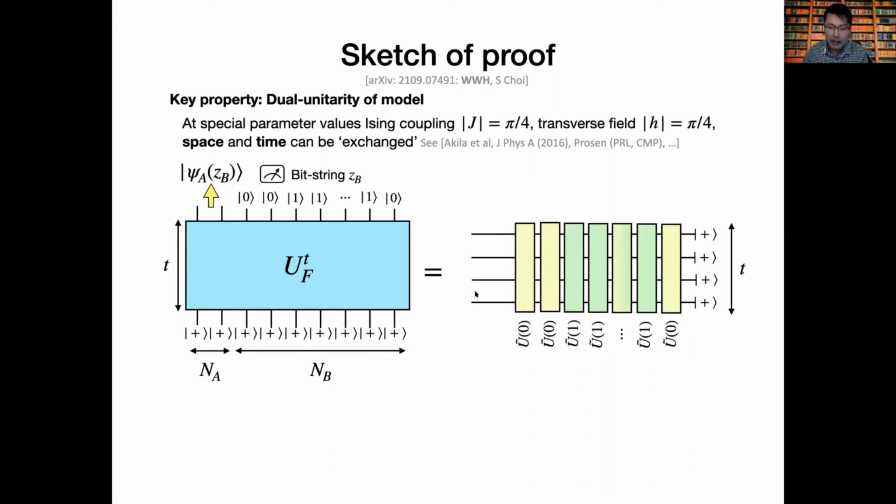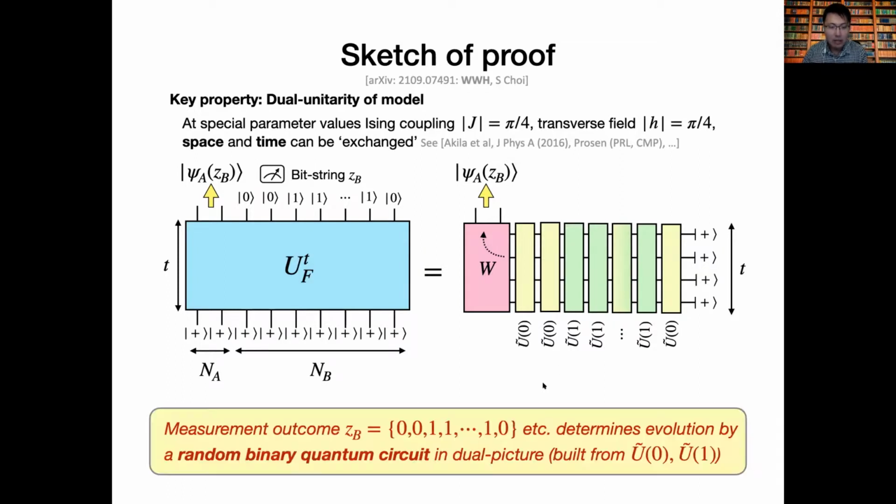And towards the end, there is a mapping that maps you from the fictitious space towards the actual space. This is not too important, but suffice to say, this is an isometry. But now the key point I just want to make is that the measurement outcome in the real picture, or the original picture, given by a sequence of binary numbers, 0, 0, 1, 1, actually determines evolution in the dual picture by a random binary quantum circuit built up of two basic building blocks, U0 and U1. So the main picture here is that we can think of this as a quantum computation in the dual space.